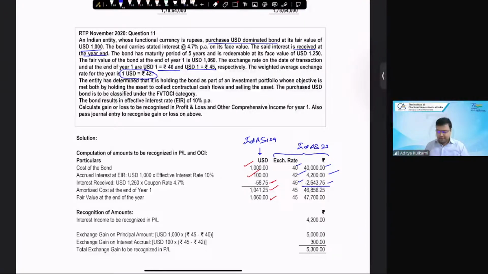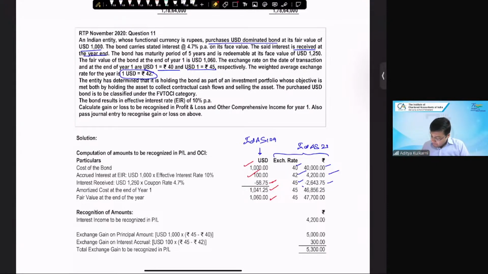Will you directly add and less, or will you take it as a closing rate? Is it a monetary item? Is this bond a monetary item? Yes, sir, monetary item. So if it is a monetary item, we directly take the 45 rate for that calculation. Okay, fine Pooja, no problem.